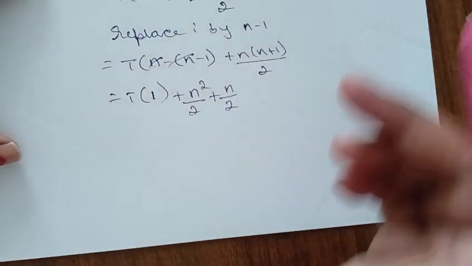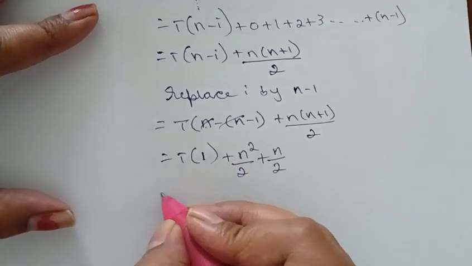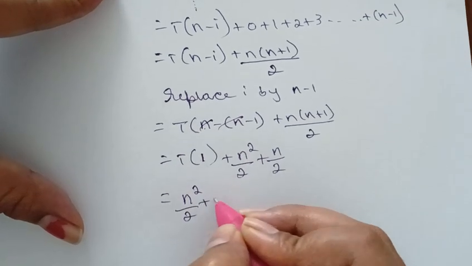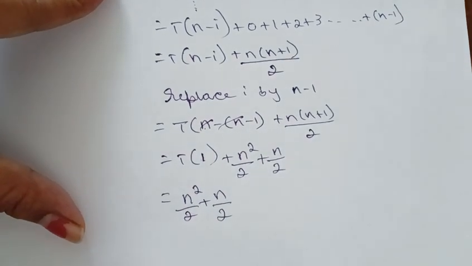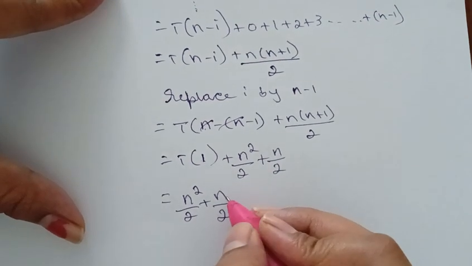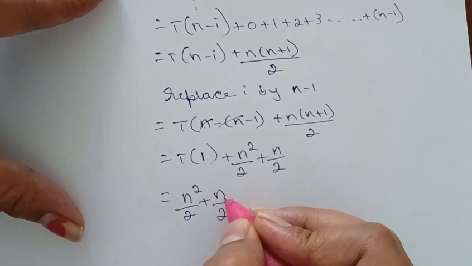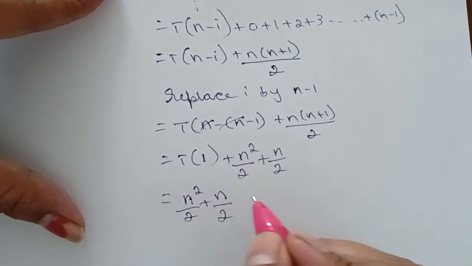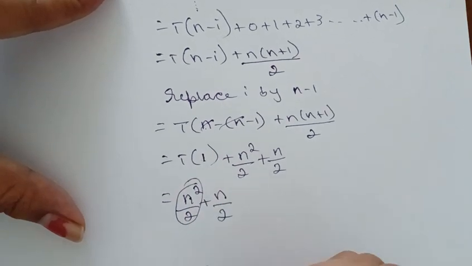So this T of 1 will become 0. This one I'll just have n square by 2 plus n divided by 2. According to this order of growth, n is the smallest order of growth, n square is the largest order of growth. So among these two, I have to go with this one.